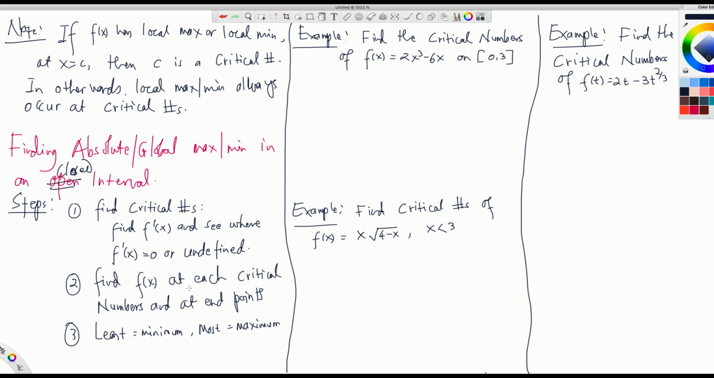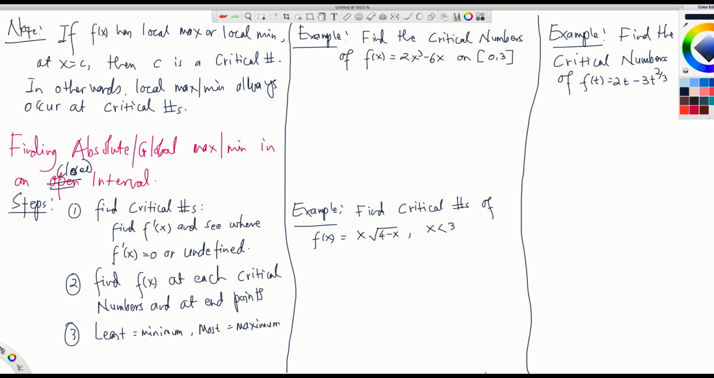Find f(x) at each critical number and at the endpoints. So you plug those critical numbers into f(x) in the question, and also plug in the endpoints, and then you will see which one is the min or max. The smallest one is the minimum, and the biggest one is the maximum. And again, the function must be defined on the interval for a local max or local min. Otherwise you cannot say for sure.